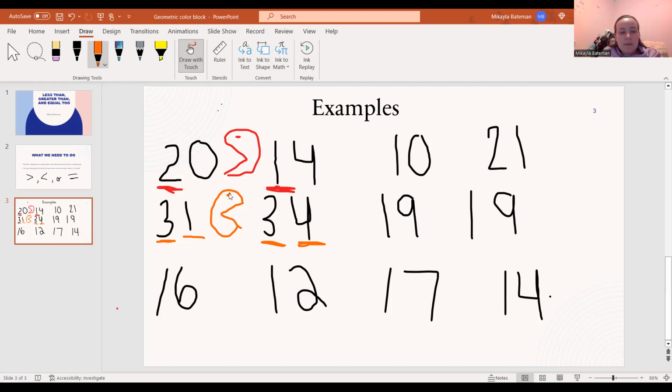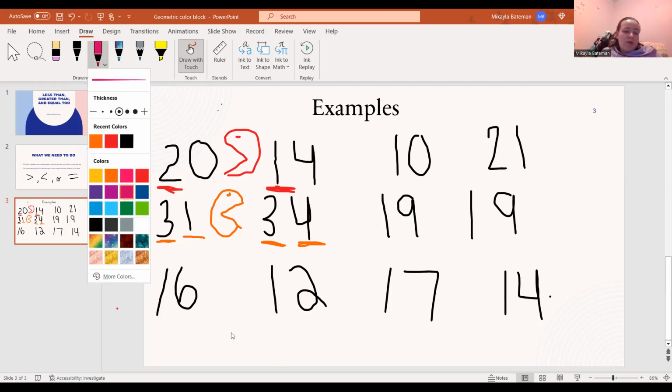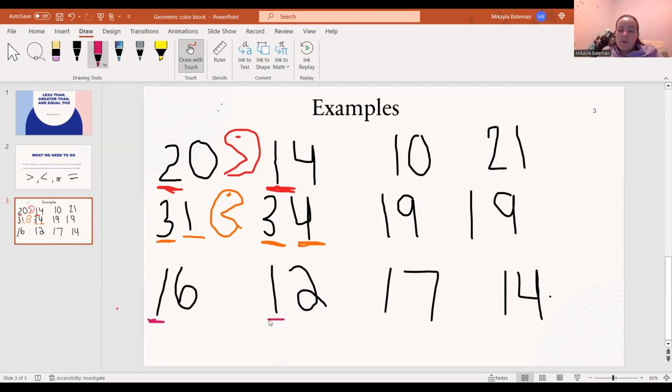Okay, let's go with the rest. Next, we have 16 and 12. Look at the tens place. We have two 1s in the tens place, so that doesn't help us. So we're going to move to our ones place. We have a 6 and we have a 2. Now, when we look at the number line, the 6 will be farther away from 0 than the 2 will be, so that is a bigger number. So we're going to get Pac-Man to eat the 16.